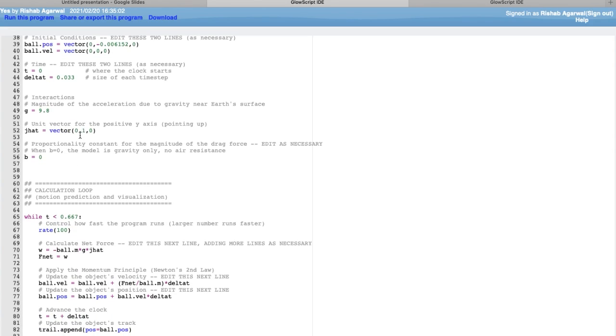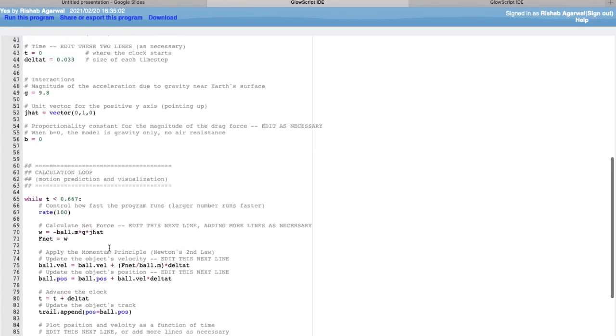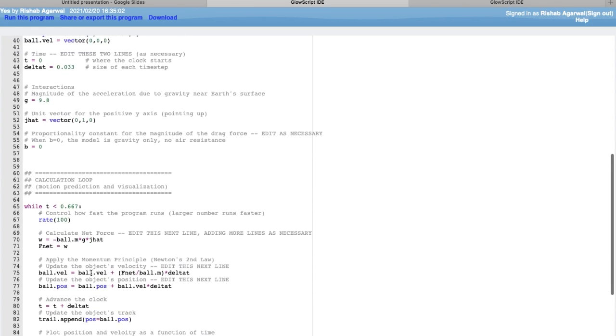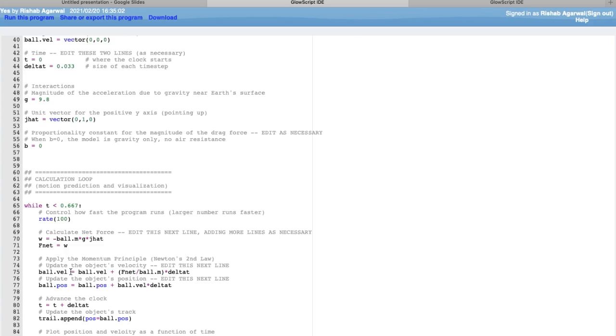Then we defined our j hat as the vector 0, 1, 0, and we defined our forces, where the weight force is equal to the ball's mass times gravity multiplied by j hat, or W equals mg, and Fnet was just W. Then we wrote our velocity update formula, which is final velocity equals initial velocity plus net force divided by mass multiplied by delta t, as well as our position equation, which is final position equals initial position plus average velocity times time. In this case, the final velocity of the ball is also equal to the average velocity of the ball.